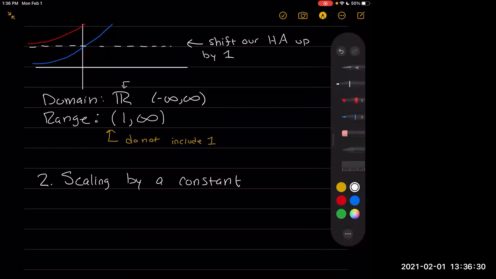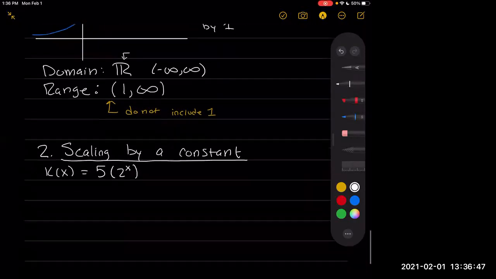So first, I'm going to scale by a positive number, 5. If we look at the graph k of x, I said 2, I meant 5. We're going to scale by 5 times our graph 2 to the x.